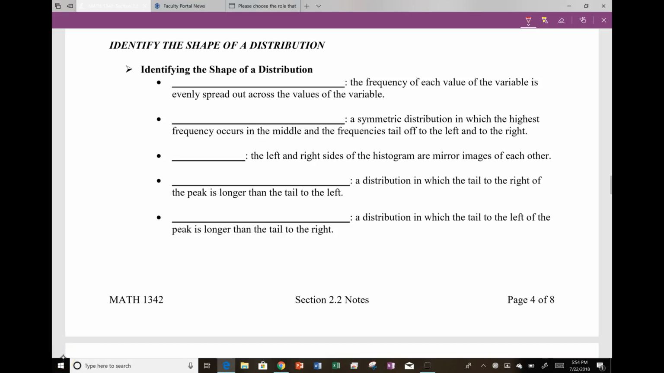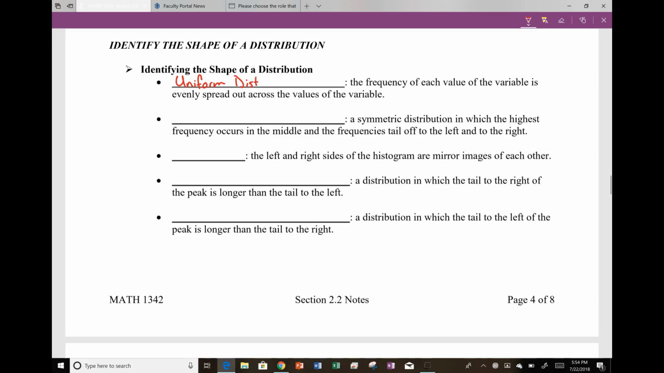In this video, we're going to discuss the different types of shapes of distributions. We've already discussed histograms of discrete and continuous data. Well, now we want to look at those histograms and describe their shape. There are certain types that we actually describe. The first one is what we call a uniform distribution.